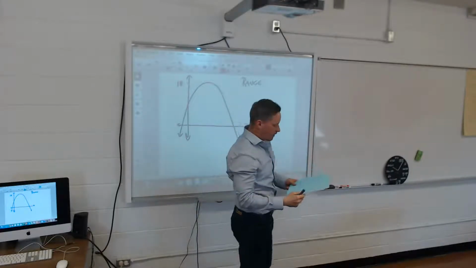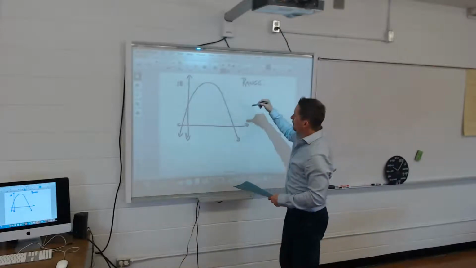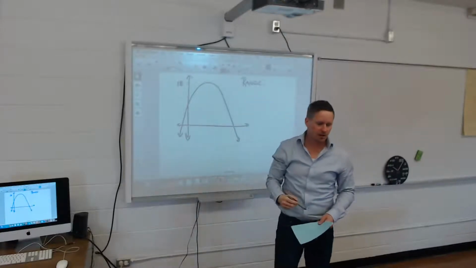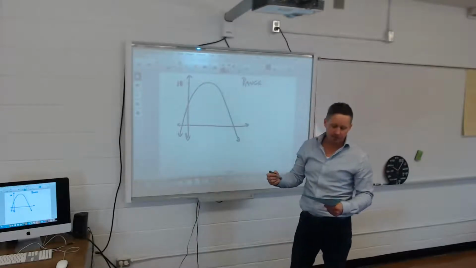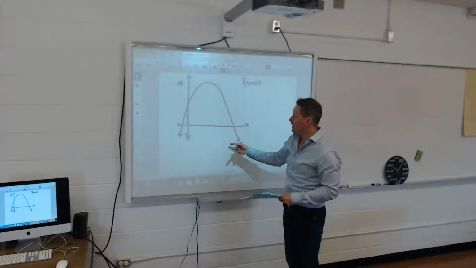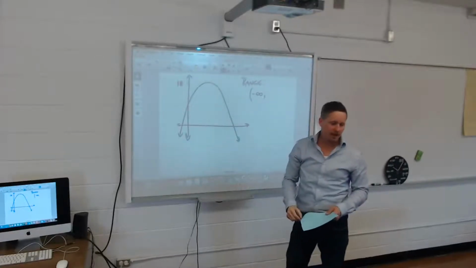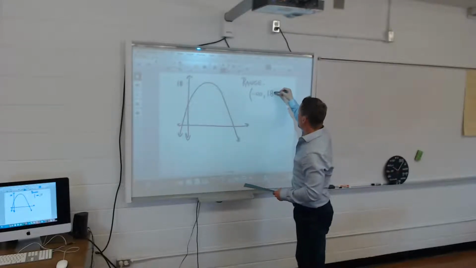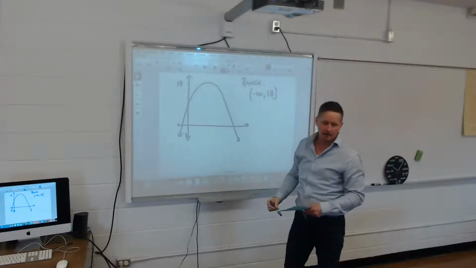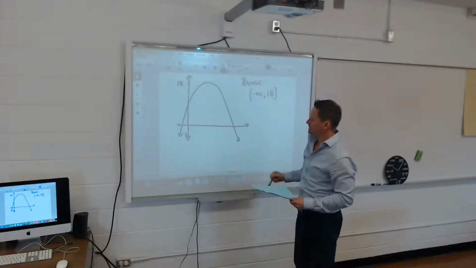So the range is the set of all the y values, right? When I'm talking about the range of the function, if I was using interval notation, I'd say, how low does it go? It goes to negative infinity. And then how high does it go? Well, it goes up to a maximum of 18. So if I was to write it in interval notation, that's how I write it.